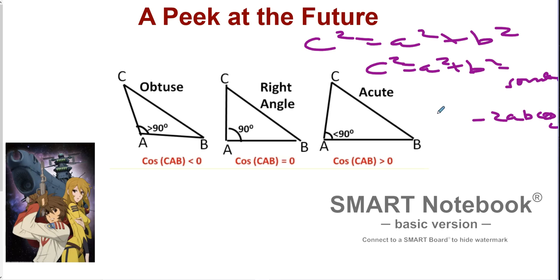All right? Okie dokie. So, without the Pythagorean Theorem, life would not be near as interesting, and they would never be able to build the space cruiser Yamato.